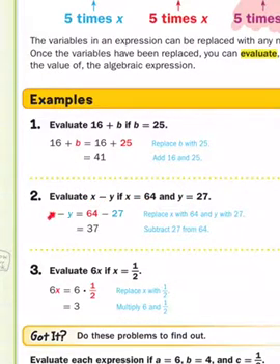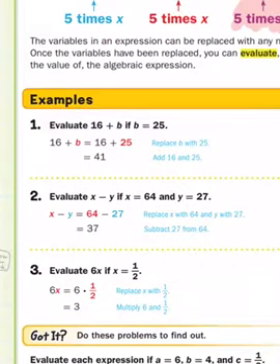Now this one says evaluate x minus y if x is 64 and y is 27. So you substitute the x and y with 64 and 27, and you subtract to get 37. And this one here, evaluate 6 times x if x is 1/2. So when you write it, 6 times x becomes 6 times 1/2, and remember, 6 times 1/2 is half of 6, which is 3. All right, very simple ones.